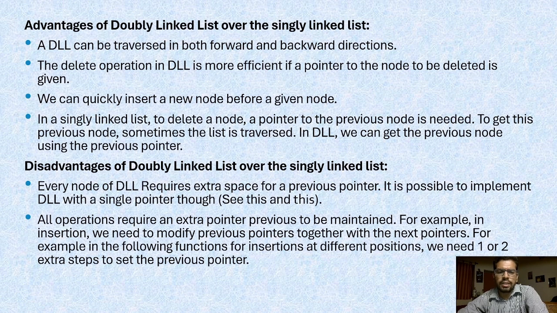Disadvantages of a doubly linked list over a singly linked list: every node in a doubly linked list requires extra space for a previous pointer. It is possible to implement a doubly linked list with a single pointer, though all operations require an extra previous pointer to be maintained. For example, in insertion, we need to modify previous pointers together with the next pointers. In the functions for insertions at different positions, we need one or two extra steps to set the previous pointer.